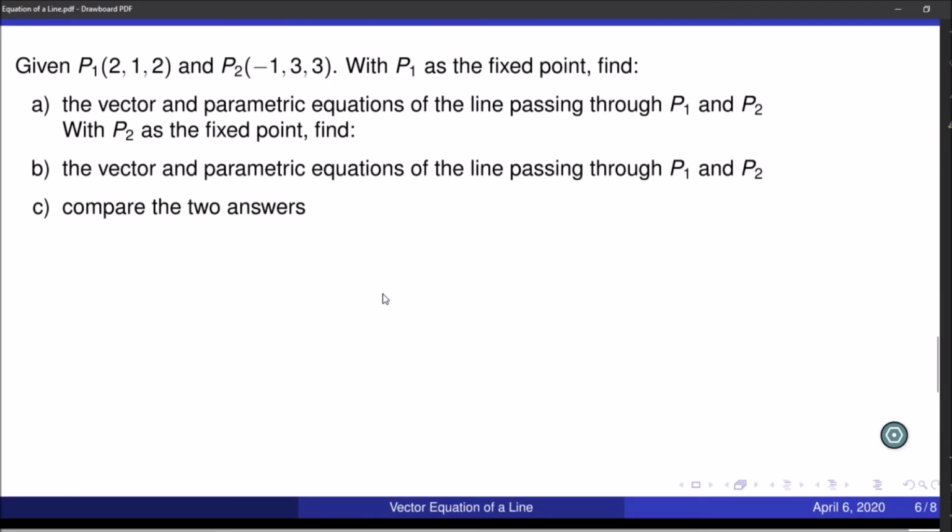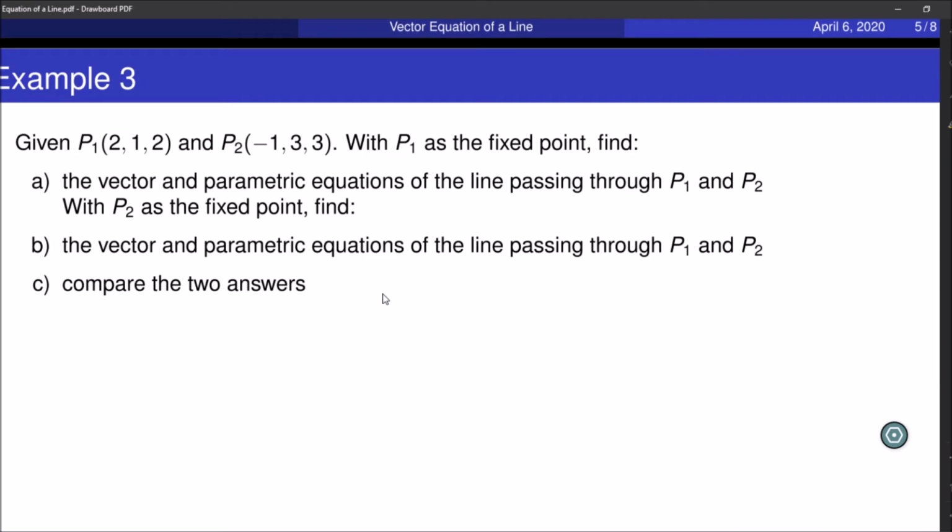Okay. Next one is kind of interesting. We are presented with two perspectives. Firstly, we look at these two points, from P1 to P2, using P1 as the fixed point. So we're looking at it from the perspective of P1, and then we're going to use P2 as the fixed point and look at the line from the perspective of P2. All right, so how do we do that?